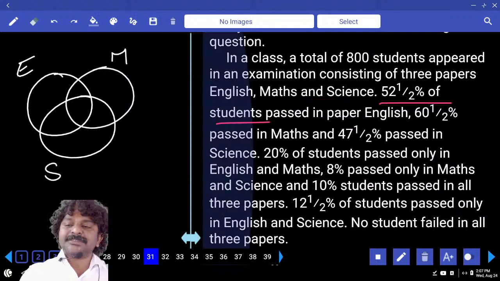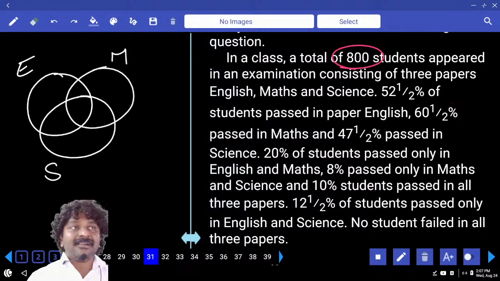Now we have 3 subjects, English, Maths and then Science. 52.5% of the students passed in paper English. What is 50%? 400. 10%? 80. 2.5% is 1/4 of 10%. How much is that? 20. Total, 420 passed in English. Clear? Next.